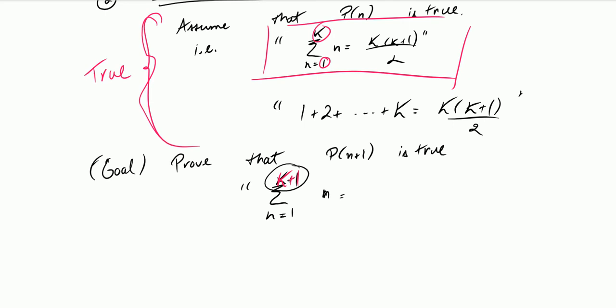So this is what I'm trying to show. I'll put a question mark for it to be a bit clearer. I want to show that the left-hand side is equal to k plus 1, since I'm just applying k plus 1 wherever I see my variable. So it is equal to k plus 1 times k plus 2 over 2.